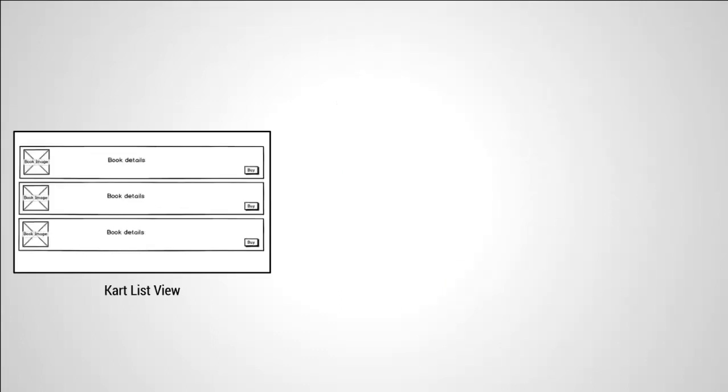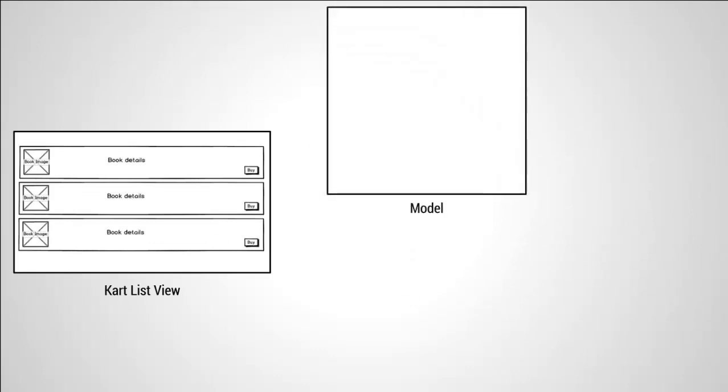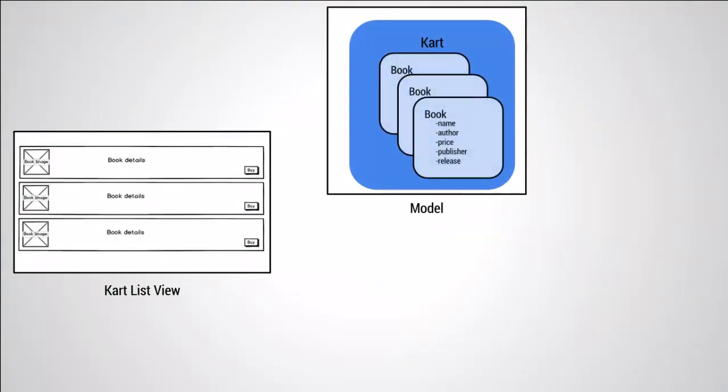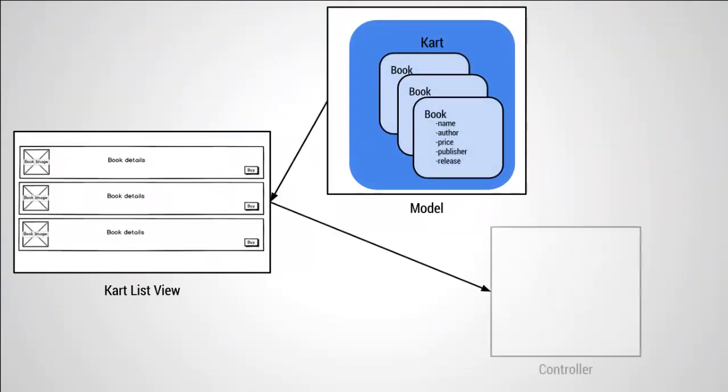And lastly, the cart list view itself looks self-explanatory. This view will be rendered using a collection of books in the cart model. When the user clicks on the buy button, this activity will be handled by the cart list controller. Okay guys, in this lecture, we did some analysis to find the models, views, and controllers in our application. We'll take this initial analysis further to code our application.